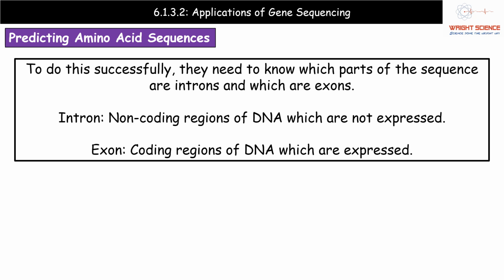Obviously, to be able to do this successfully, we need to know which parts of that sequence are introns and which are exons. When we're talking about an intron, this is the non-coding region of the DNA. So these are the bits that we won't express in a protein. Whereas the exons are the coding regions of the DNA which will be expressed. So obviously, if we've just got this sequence of bases and we're just making the assumption that everything is going to be expressed, it's not going to work well for us, because some of those will be the introns. So we need to know which are introns, which are exons, and then using those triplet codons and our DNA sequence, we can predict that primary sequence.